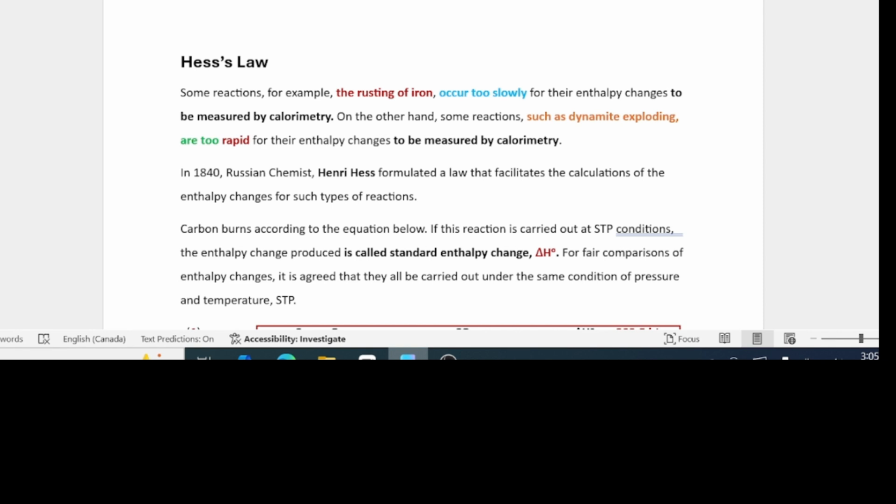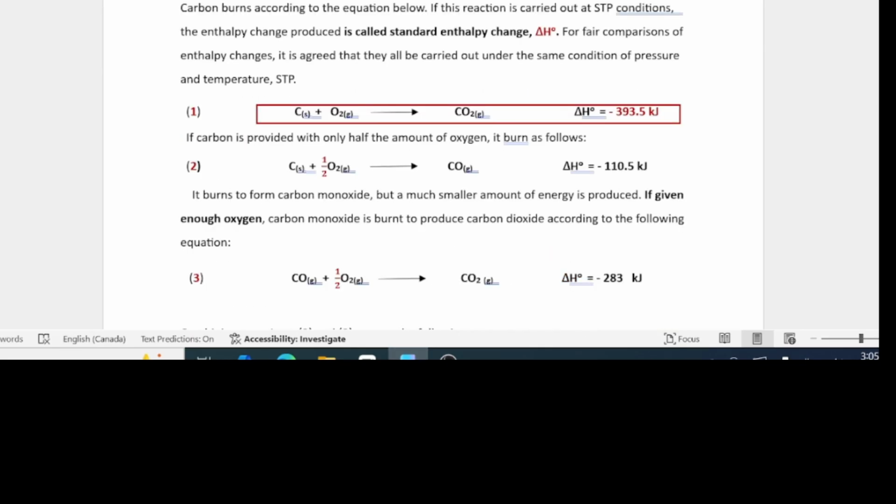such types of reactions. Carbon burns according to the equation below. If this reaction is carried out at STP conditions, the enthalpy change produced is called standard enthalpy change, and it is symbolized as shown here. For fair comparisons of enthalpy changes, it is agreed that they all be carried out under the same conditions of pressure and temperature that we call STP. So here is how carbon burns according to this equation here.